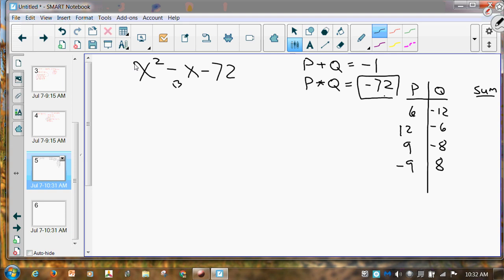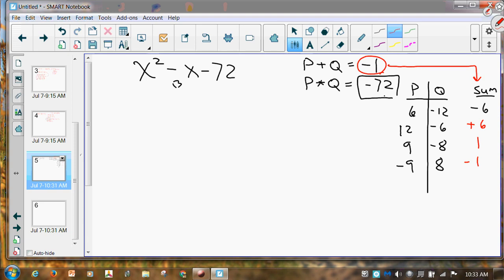Okay, so 6 and minus 12 add together to give me minus 6, right? So that doesn't work. I'm looking for minus 1 here, and the other pair gives a positive 6. That doesn't do it. 9 times minus 8 gives me a positive 1. Minus 9 times 8 gives me minus 1. Guess what? That's what I need. So I can stop there. I don't have to keep finding factors.